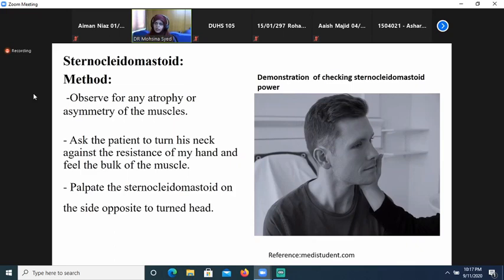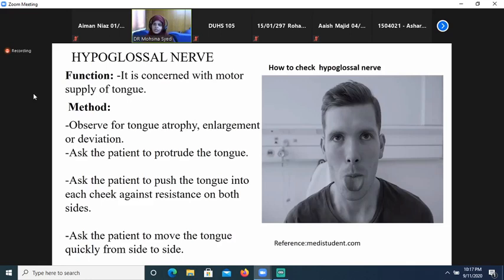Now the last cranial nerve, which is the hypoglossal nerve. This hypoglossal nerve is concerned with the motor innervation of the tongue, or motor function of the tongue. First of all, we will inspect the tongue. We will ask the patient to protrude the tongue and observe for any tongue atrophy or any enlargement or dilation. Then we ask the patient to push the tongue into each cheek, like this.